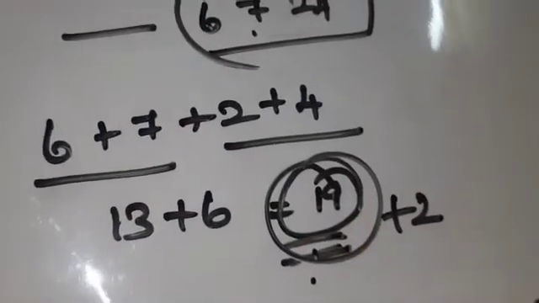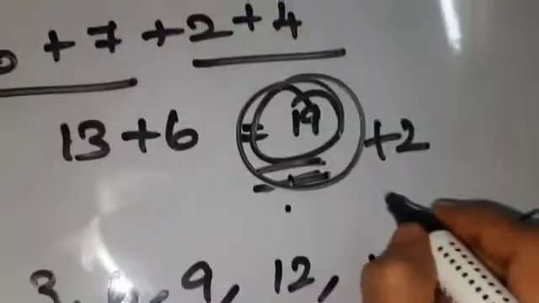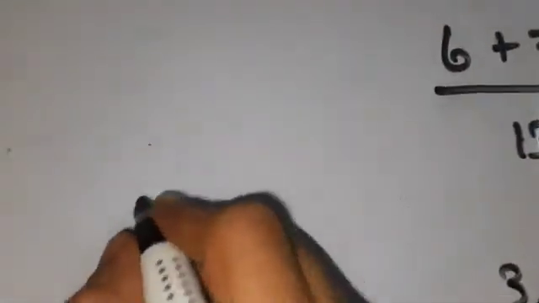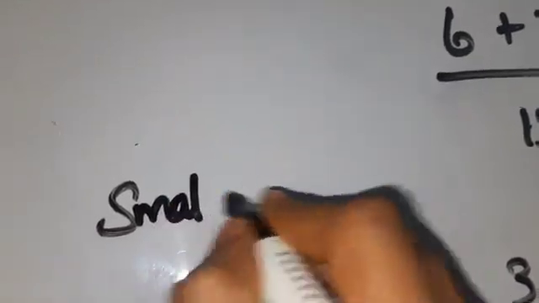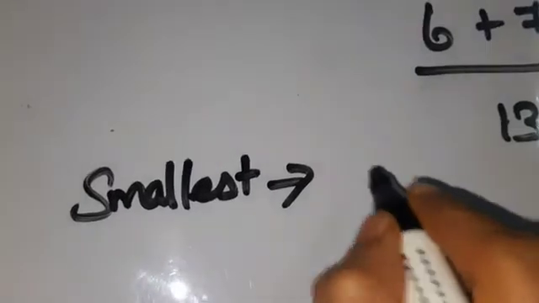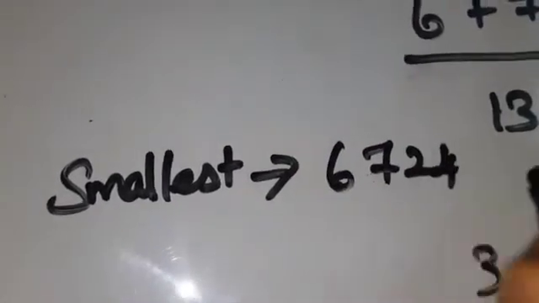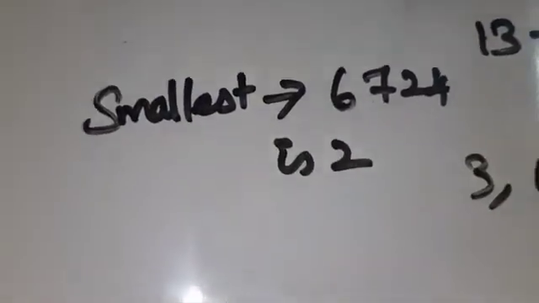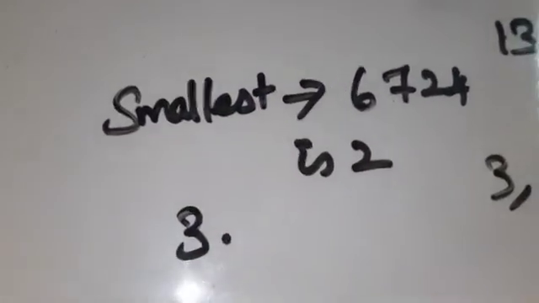And you have to check what is the smallest number. If it is the smallest number, then you have to write the smallest number that can be added to 6724, which is 2, so that it makes a number that is divisible by 3.